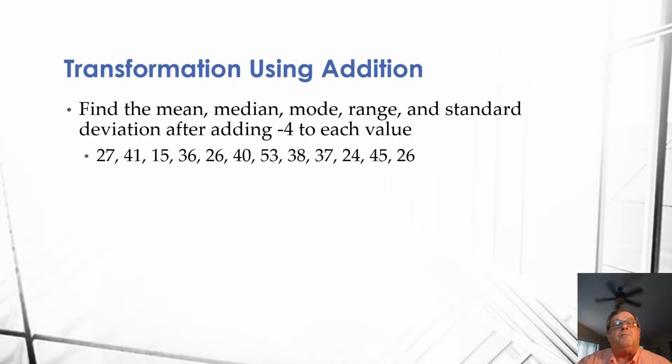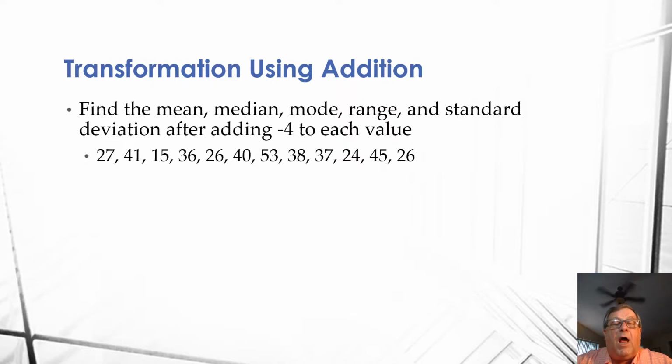Well, now we're going to consider comparing sets of data, and we start off by looking at transformations of data. Specifically, in this first example, we're looking at a transformation using addition, and of course the inverse of addition is subtraction. And in fact, the one we're going to look at does involve subtraction. So we're asked to find the mean, median, mode, range, and standard deviation after adding -4, or you could say subtracting 4, to each value.